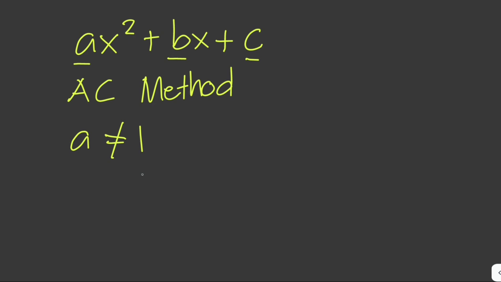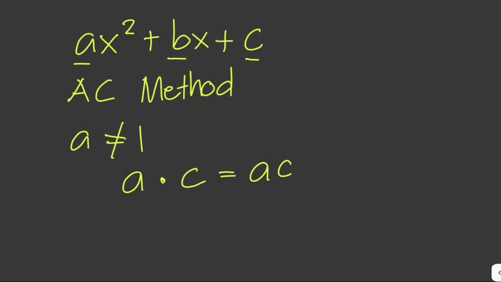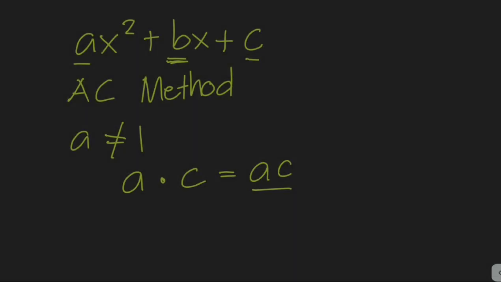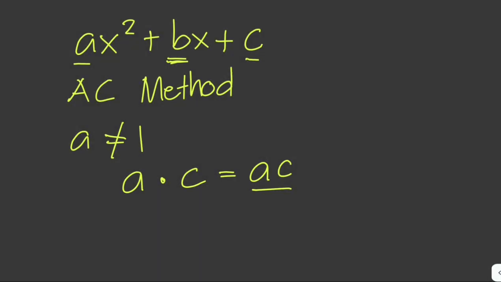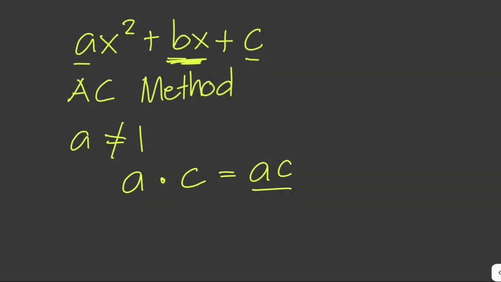All we have to do is multiply A and C, so the product would be AC. Then we look for factors of AC that when we add them up, equal B, which is the coefficient of the middle term. Then we fill that in the middle term, and we factor the split quadratic by grouping. So let's try solving some problems.